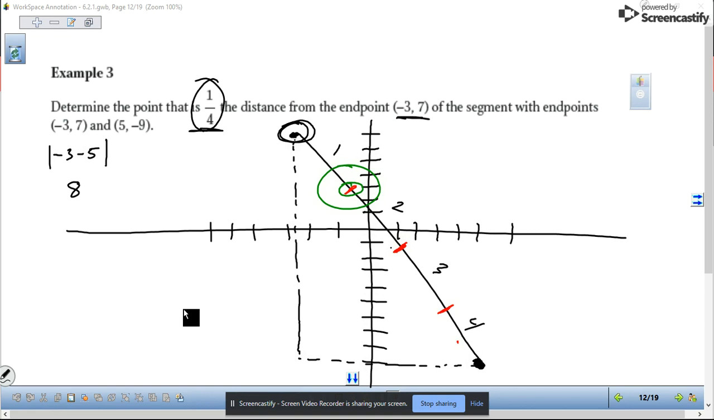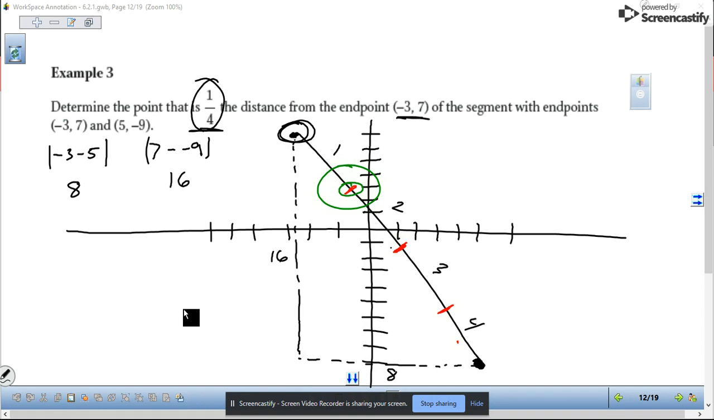Which means I should have a change. That's my x distance. That means I should have a distance of 8 down here. And you can count that, feel free. And then for the other one, 7 minus -9, absolute value is going to be 16. So I have a height change of 16.